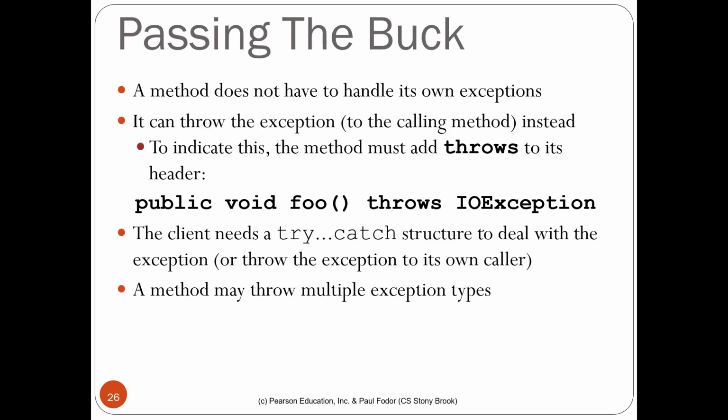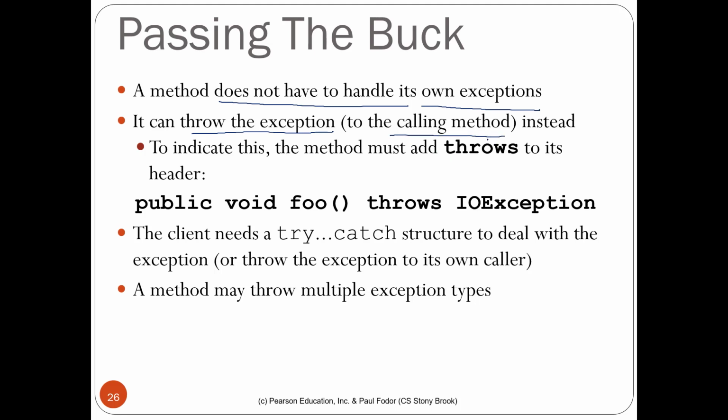Now passing the buck, what does it mean? A method that does not handle its own exception should throw the exception back to the invoking method. So if a method does not have a try and catch, then that means this method is not capable of handling its exception. So in that case, it should throw the exception to the invoking method or the calling method.